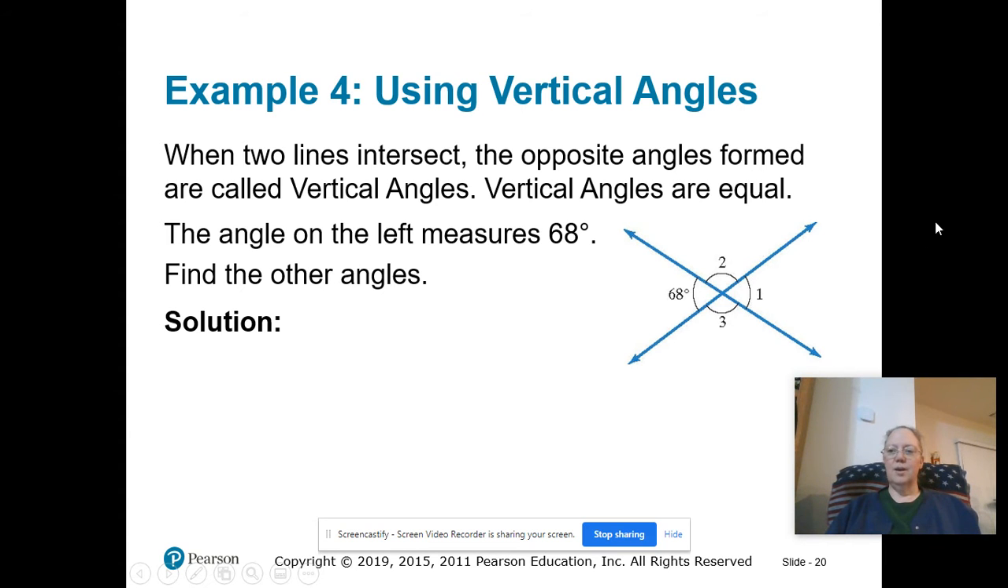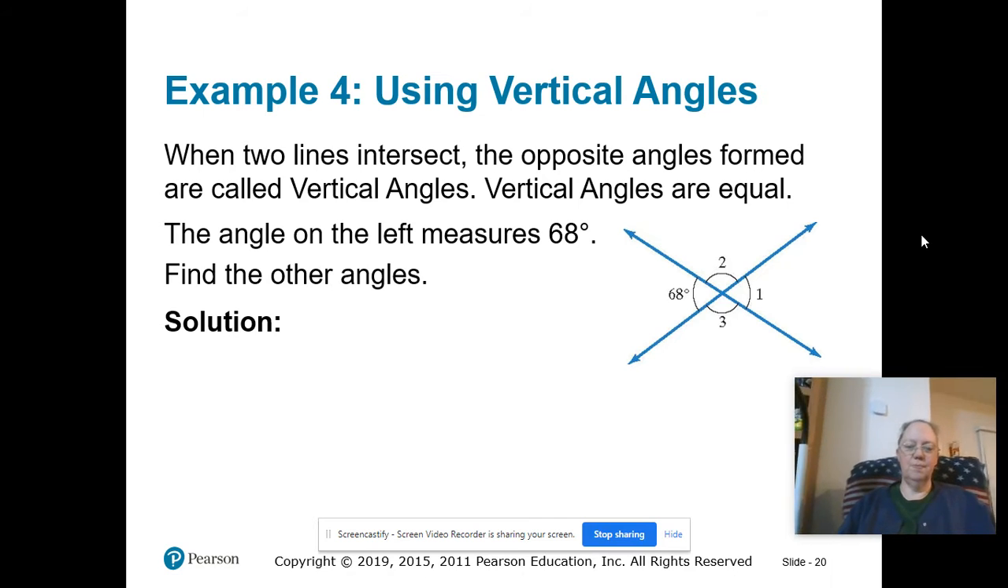All right, let's talk about vertical angles. Two lines intersect. The opposite angles are called vertical angles. So if we look here, we have angle 2 right here and angle 3 right here. Because they're on opposite sides, those are called vertical angles.